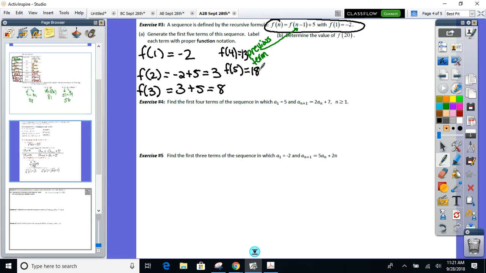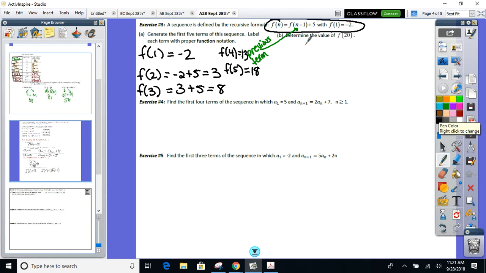Any questions there? Please ask away. What am I asking for in part B? What am I asking for when I say f of 20? What's the 20th term? Not plug in 20. Don't plug in 20. What's the 20th term? All right, so can we go through this pretty quickly now?